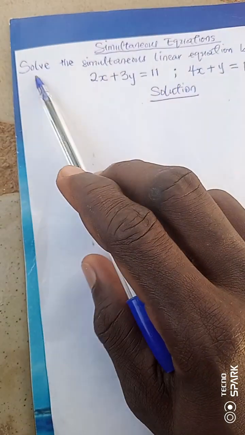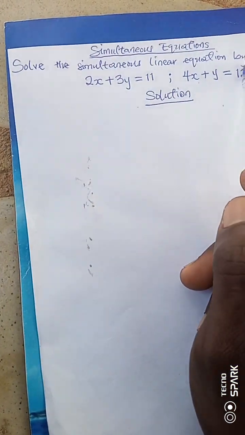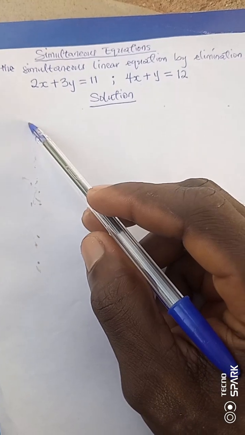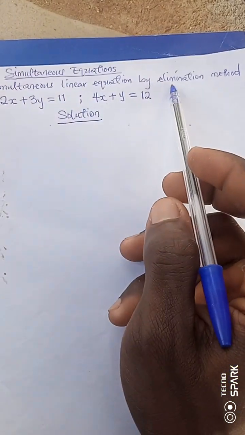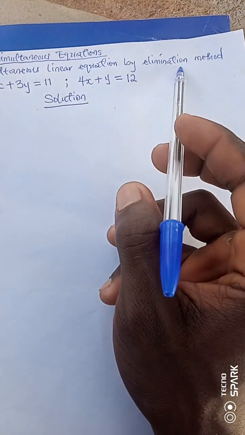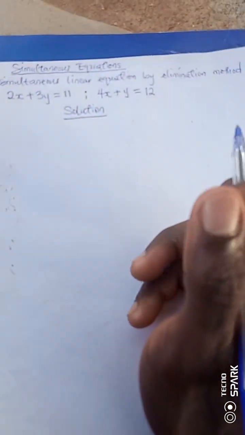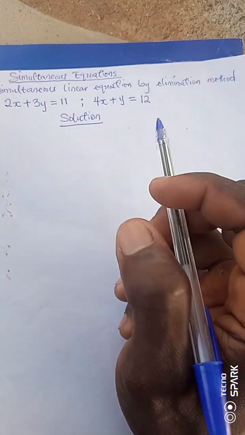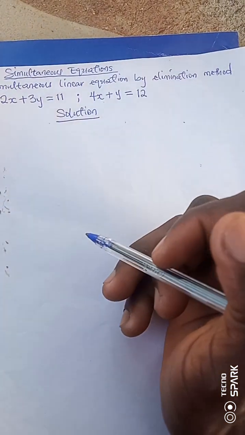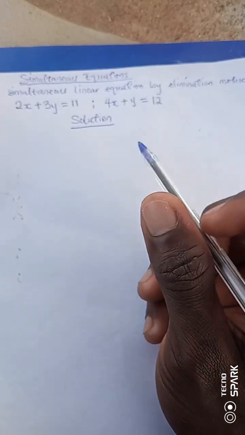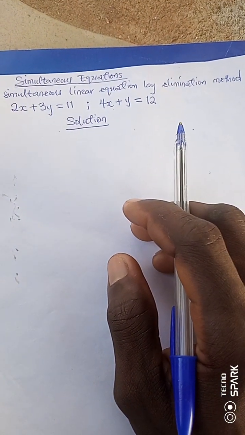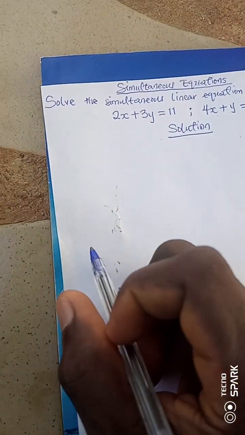See this question. Solve the simultaneous linear equation by elimination method. This is how they say we should solve it, by elimination method, because there are other methods of solving simultaneous equations like substitution method and graphical method. But here they say we should solve it using the elimination method. So that is what we're going to do.